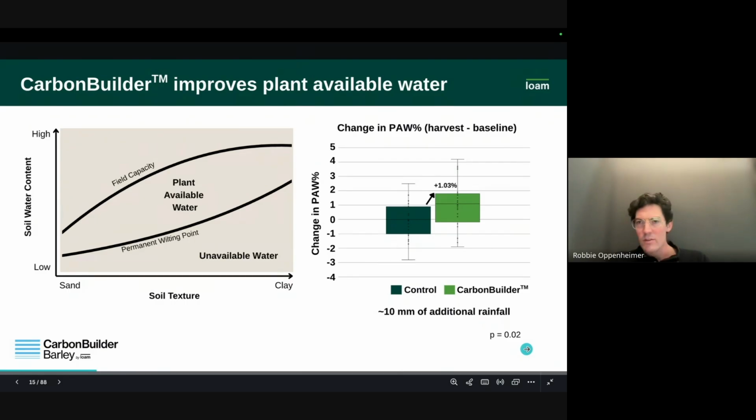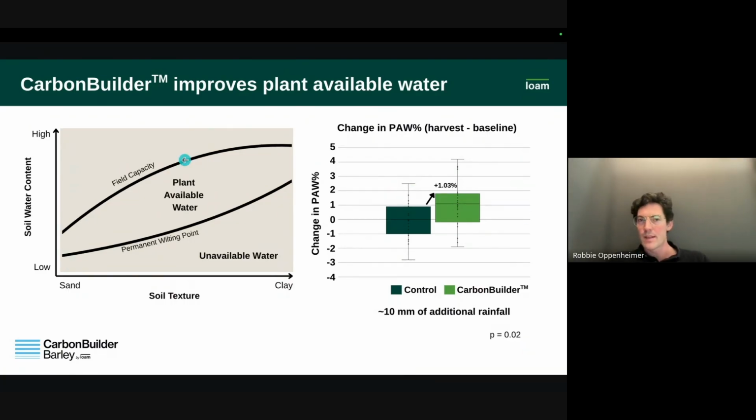And with a p-value of 0.02, we can see a 1% increase in plant available water. Just to be clear, there was no change in the permanent wilting point, which was measured separately. There was a 1% increase in the field capacity, which corresponded to this 1% increase in plant available water. That doesn't sound like much. What's a 1% change? What does that mean? And just to give that some color, if there was a 1% change throughout a meter profile, that would correspond to being able to hold on to an additional 10 millimeters of rainfall.